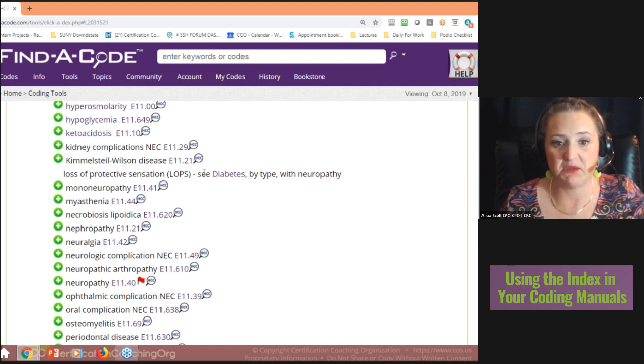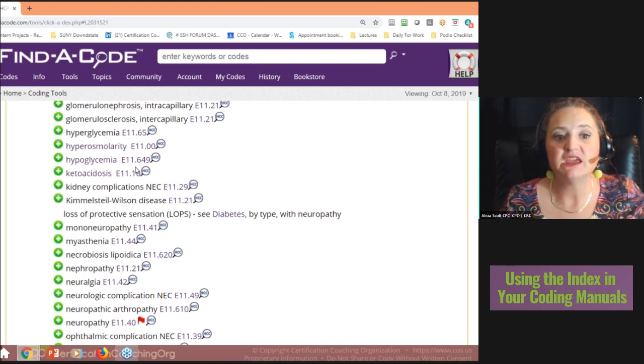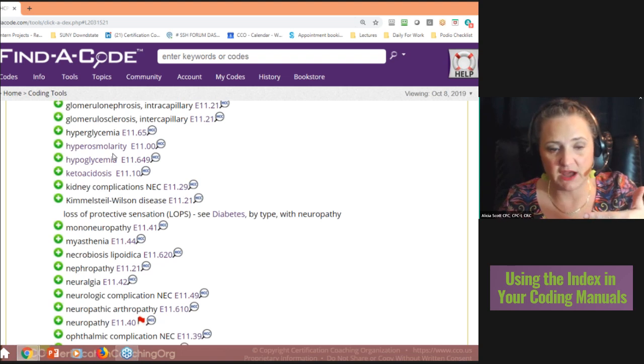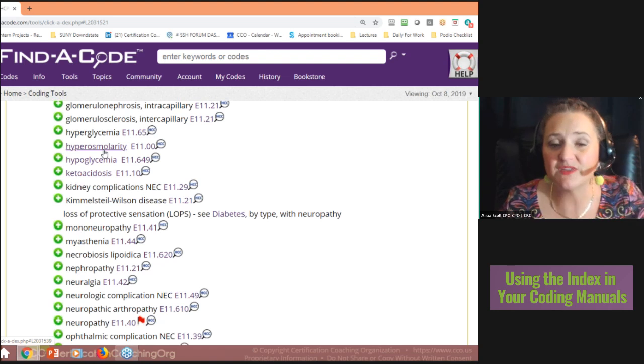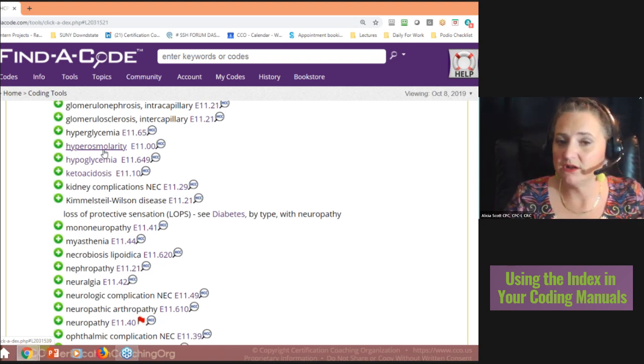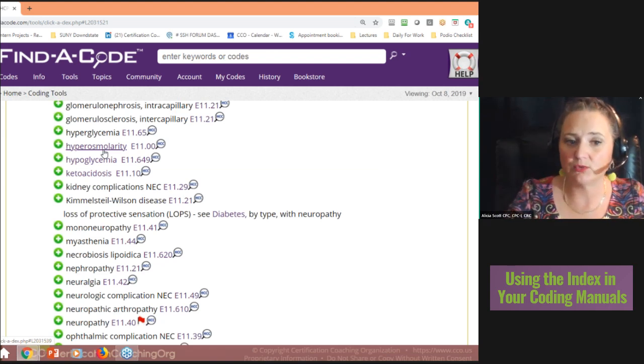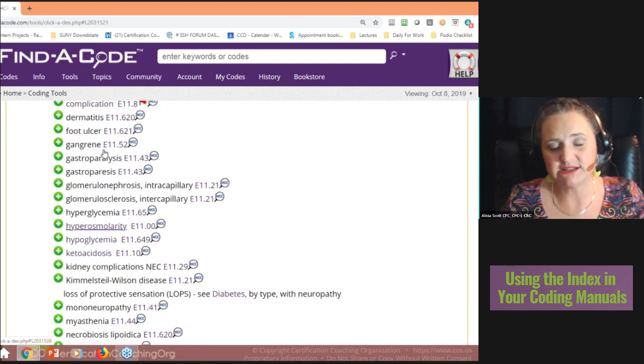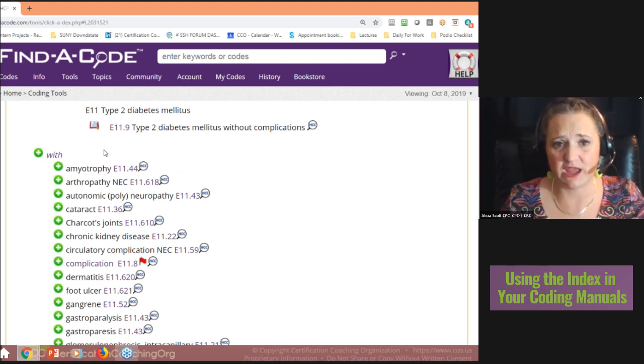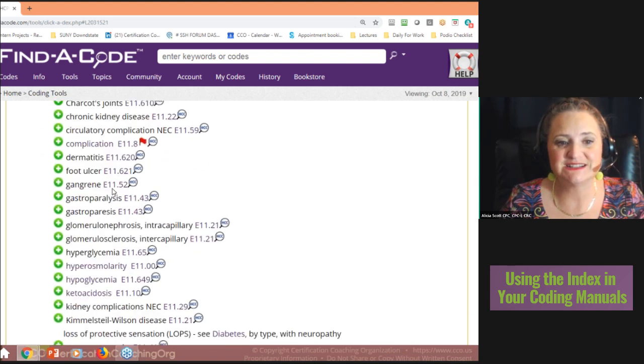Kimmelstiel-Wilson disease. Maybe you don't even know, so you need to go look those up. If you don't know what hyperosmolarity is, when you're looking, you're saying, okay, I'm trying to find diabetes with hypoglycemia. It's like, oh, wait, what's this word? If you don't know what that is, make a note of it in a little notebook. And I always tell my students, keep a little notebook with you so you can just jot down terms and things that you're not familiar with, so that when you have time, you can go look. So the index for ICD-10 is a fabulous way to increase your knowledge base, because all of this is listed.